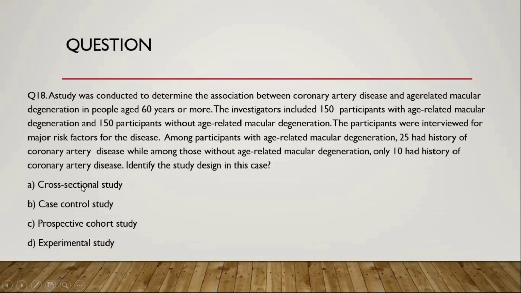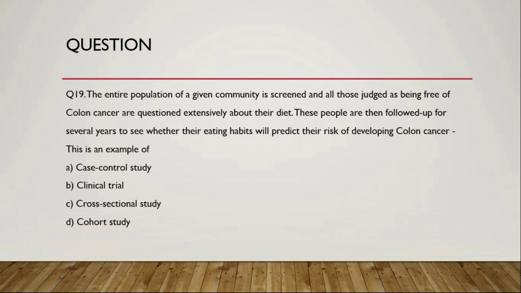So options are option A cross-sectional study, option B case control study, option C prospective cohort study, and option D experimental study. So what will be the answer? Case control study. Yes. So the exposure and outcome have occurred. So what is the outcome? What is the disease? The coronary artery disease is the outcome and exposure is ARMD, age-related macular degeneration. So it is a backward-looking study. So it is a case control study.